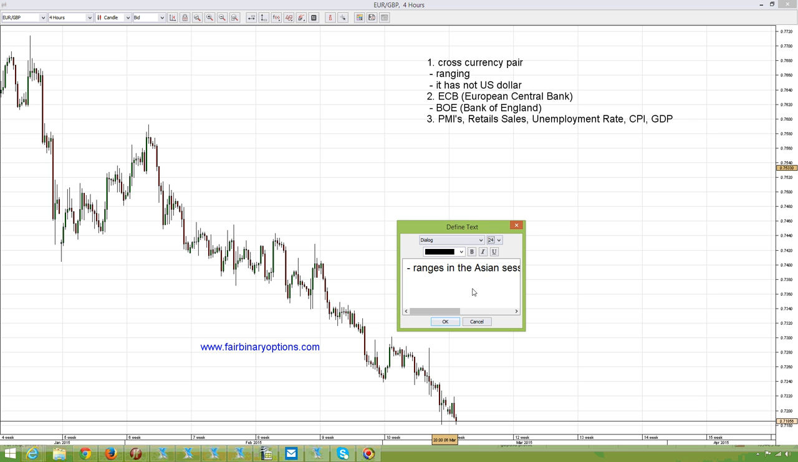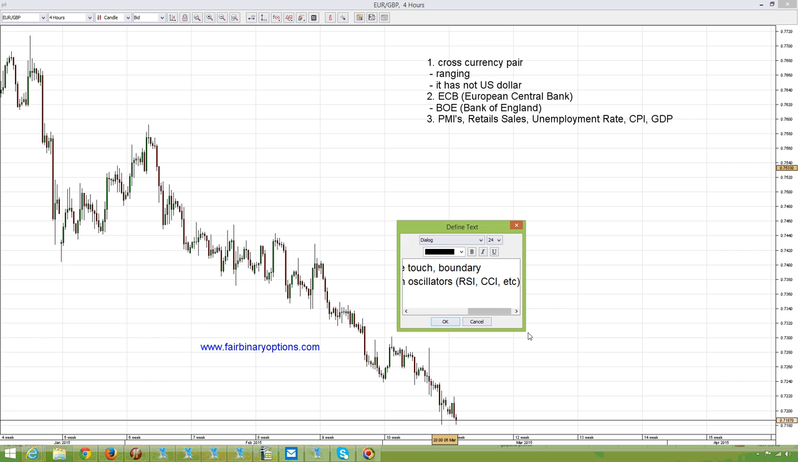Whenever you have ranges in the Asian session, then you can use oscillators, use overbought and oversold levels in oscillators like RSI or CCI. We have a lot of projects here on Binary Options Academy, so just go and take a look at how to use overbought and oversold levels. So RSI, CCI, and so on.